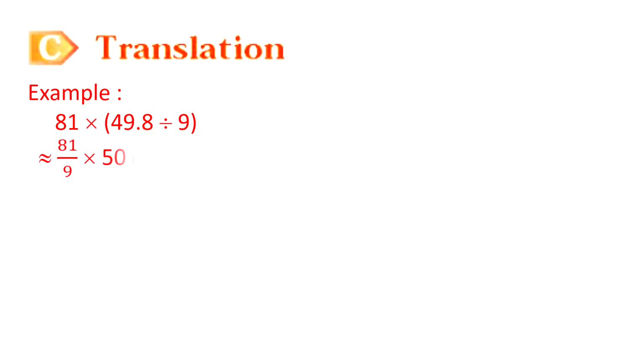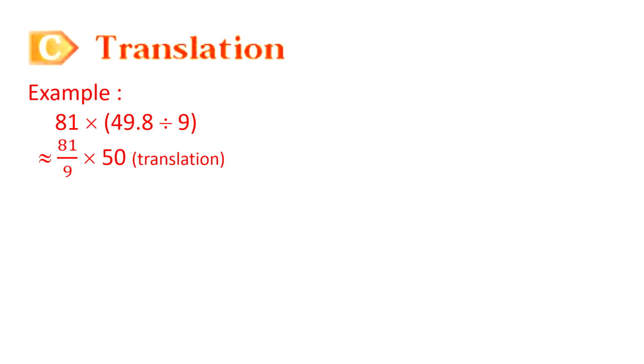And third strategy is translation. What is the meaning of translation? I'm sure that you understand because you may use it very commonly in primary school. Translation means we order the question in order to get answer easier, or something like this. We can do 81 divided by 9 first. Okay, we arrange the order.